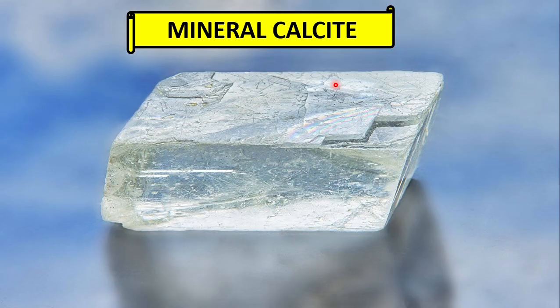Today we are going to discuss the mineral calcite. Calcite is a very important mineral of the Mohs hardness scale. See, first, this is the mineral calcite. The chemical composition of calcite is CaCO3. It means calcite is a carbonate mineral.